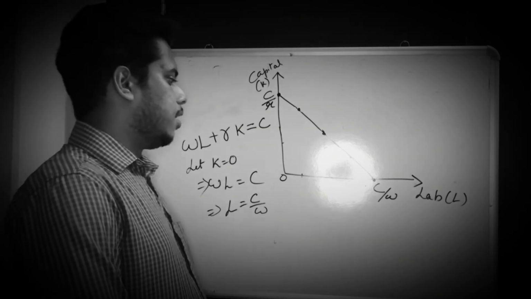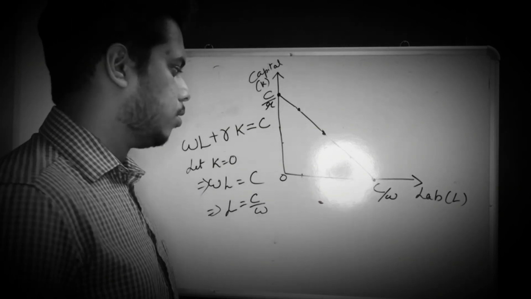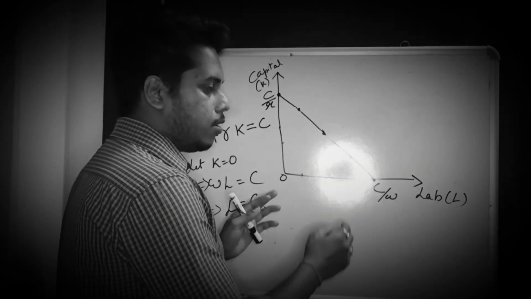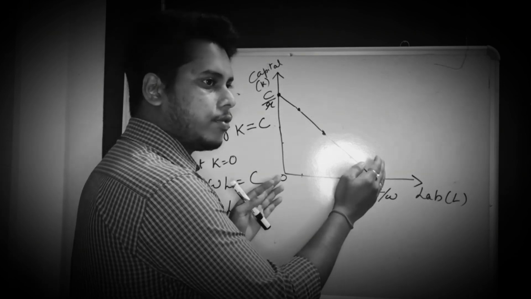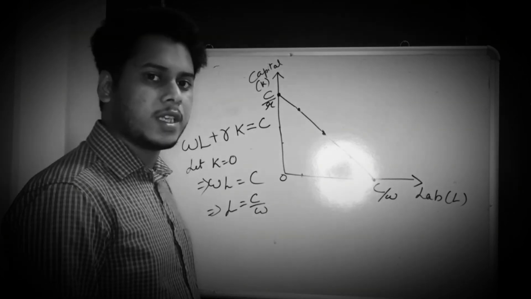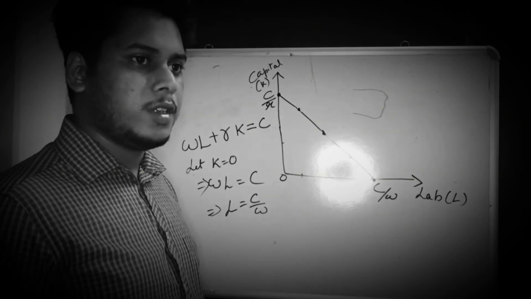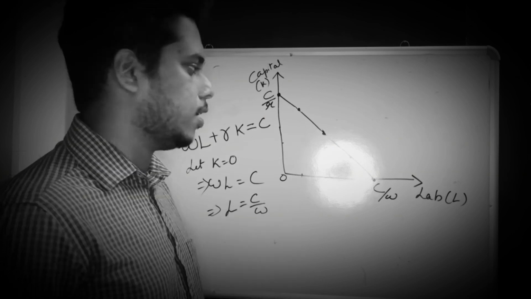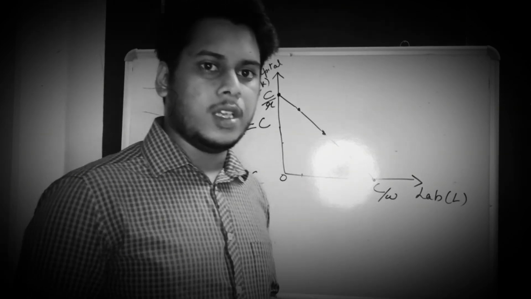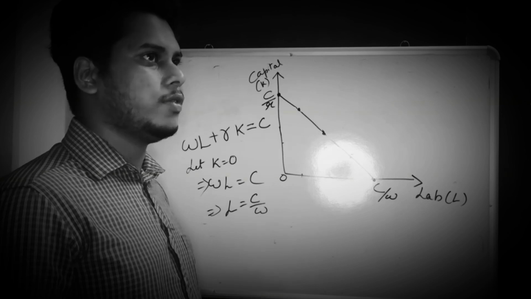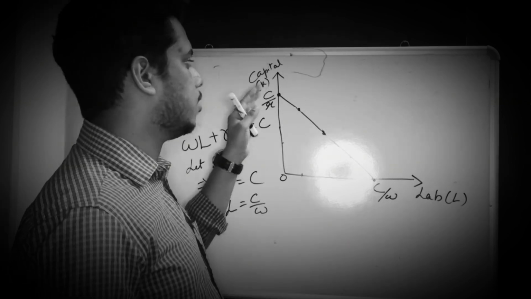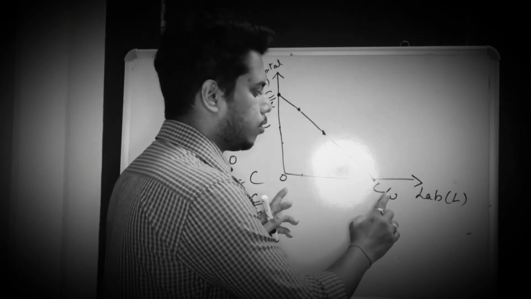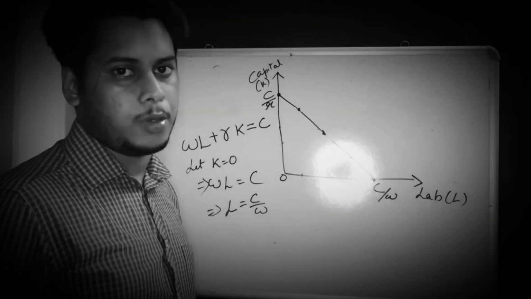so this intercept shows C by W. The intercept shows the maximum level of labor that the producer can use if he invests all his money or all his budget in labor only. If he decides to not invest any of his money in purchase of capital and use only labor in his production, then this is the maximum amount of labor that he can use in his production.